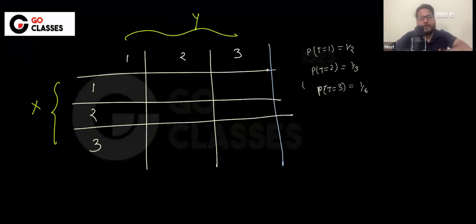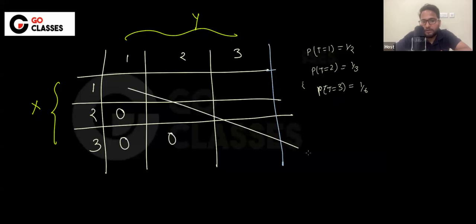Now you tell me, is this possible? X is actually the smaller number, right? X is the smaller number. So is it possible to get x as 2 and y as 1? No, right? This is 0. X cannot be greater, so these three numbers will be 0.